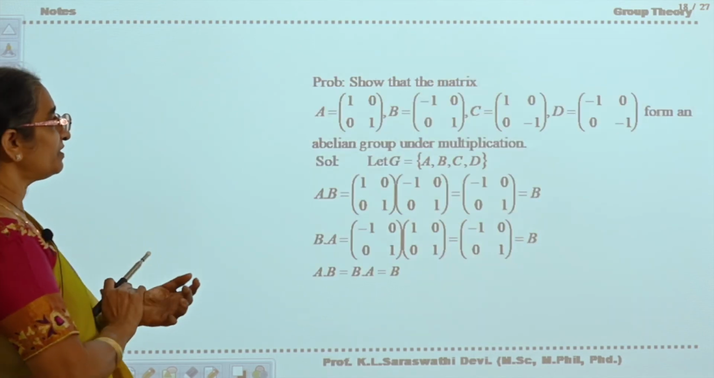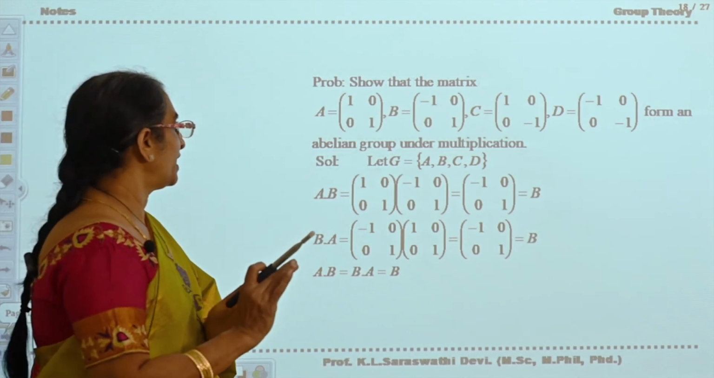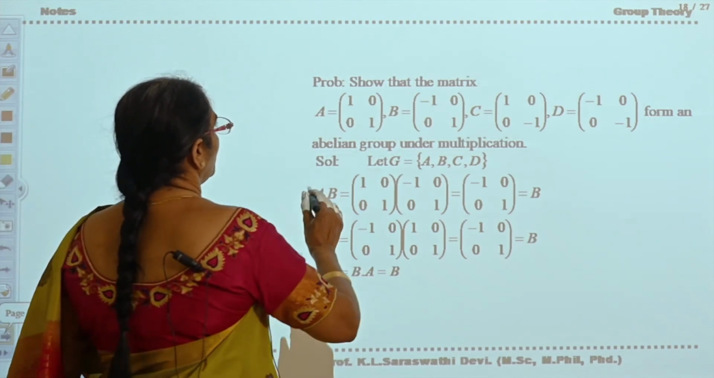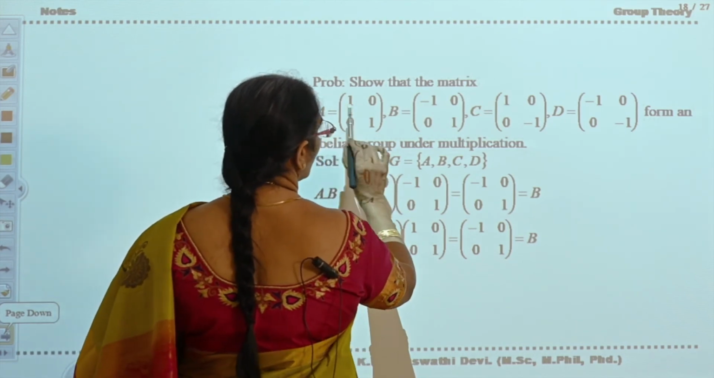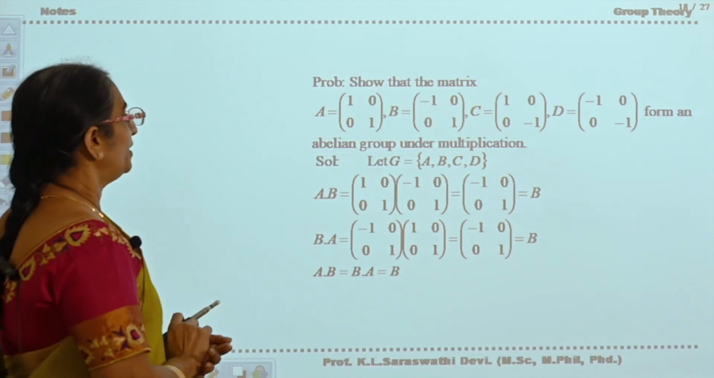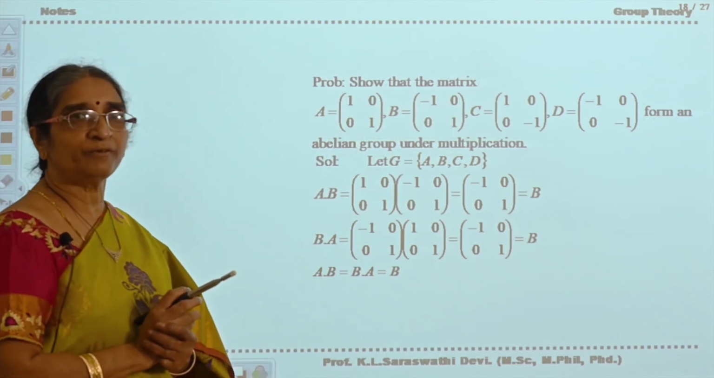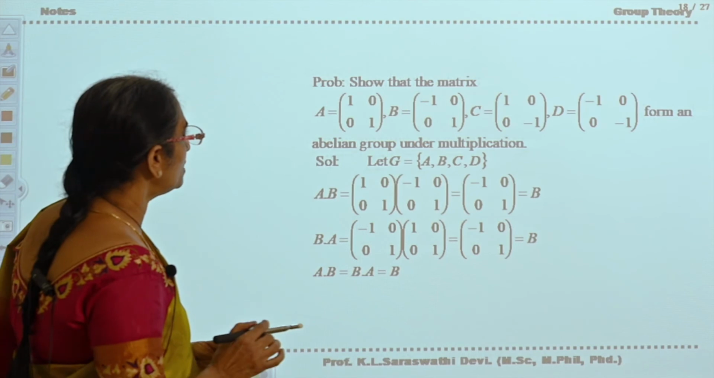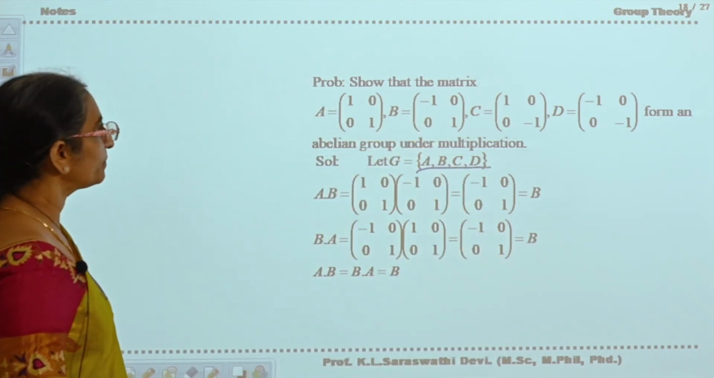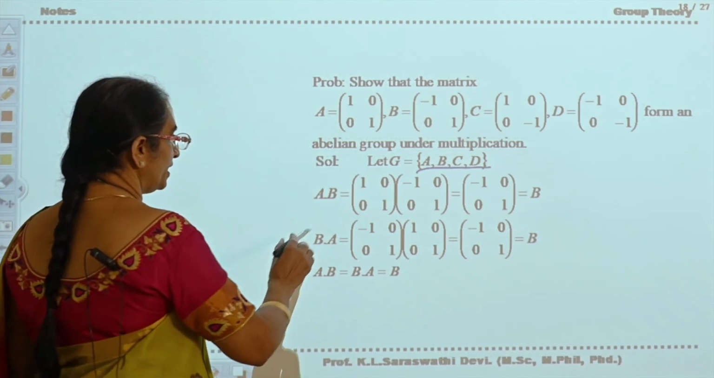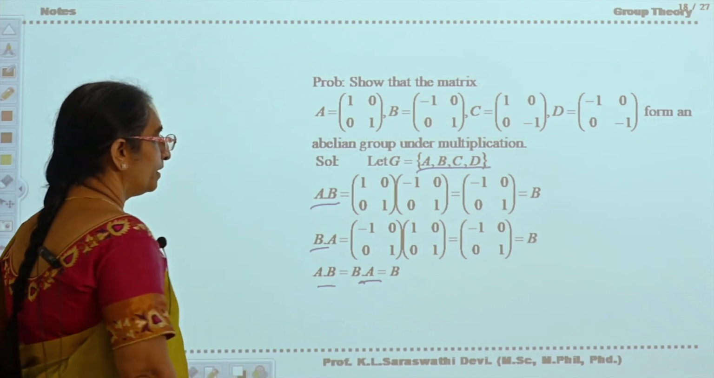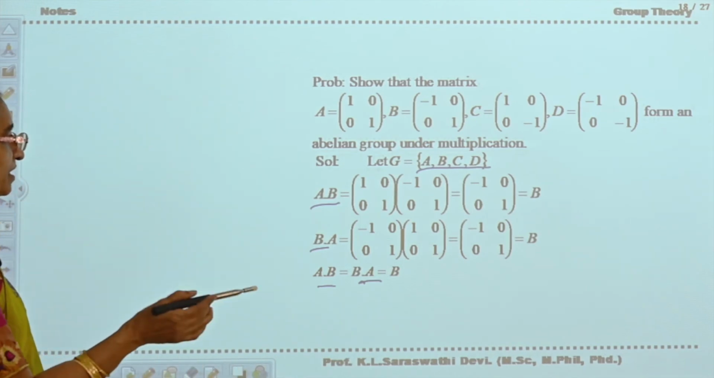Now, see, this is a nice problem with matrices. Suppose you take a set of matrices A, B, C, D, it will form an abelian group. This also, using a composition table, we can say. Now, let G be equal to {A, B, C, D}. Matrix multiplication we will take. Now, find AB and BA. AB equals BA means you got AB equal to B, BA equal to B.